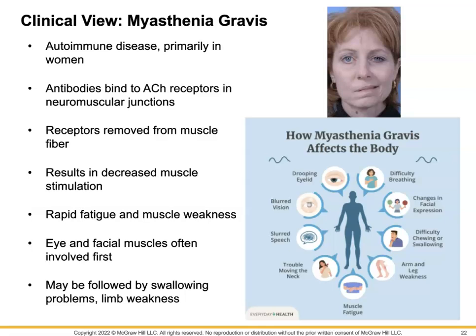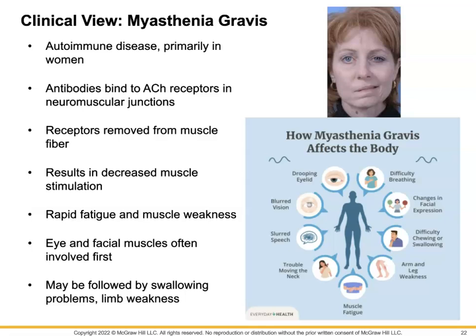The eyes and the facial muscles are usually the first that show the signs of this, and it can produce double vision and drooping eyelids. Afterward, it's usually followed by problems with swallowing, weakness in the limbs, and just a decrease in stamina. Now, depending on the severity of this, some patients will live a normal life with a normal lifespan. Others will die within a very short time if the respiratory muscles are affected and paralyzed, and thus breathing cannot occur normally.